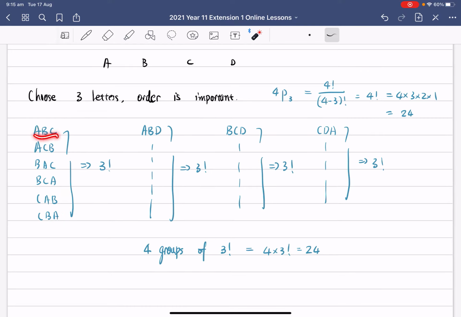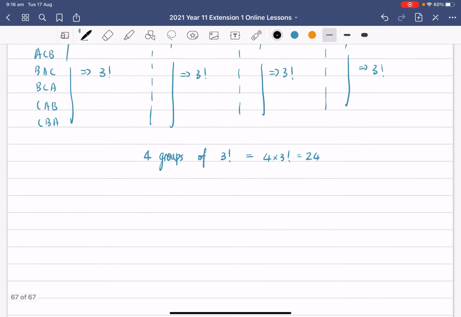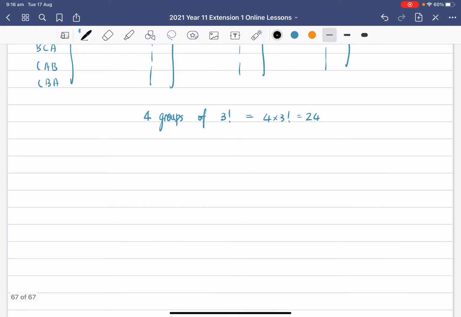All right, so we've got 4 combinations of 3 letters. It says 4 groups, but it's like 4 combinations of 3 factorial. So if order is not important, we don't need that 3 factorial anymore. Okay, so we only have 4 combinations if order is not important.